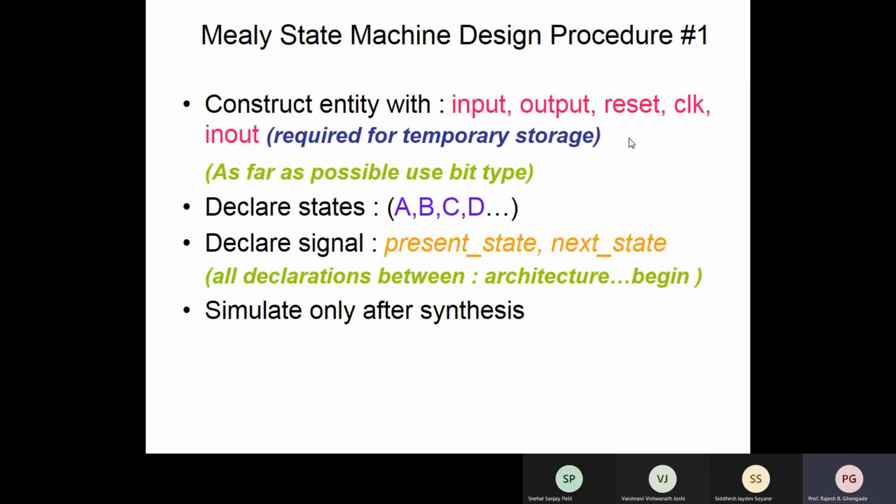Okay. So let us have some kind of a template here. Mealy state machine design procedure 1. Construct entity with input, output, reset, clock, inout, which may be required for temporary storage. As far as possible, use the bit type. Declare states A, B, C, D. Declare signals present_state and next_state, or declarations between architecture and begin. And simulate only after synthesis. This is important because many times otherwise you will not be able to see the states over there.